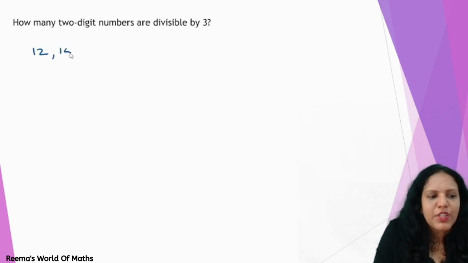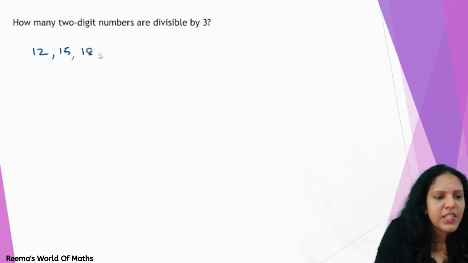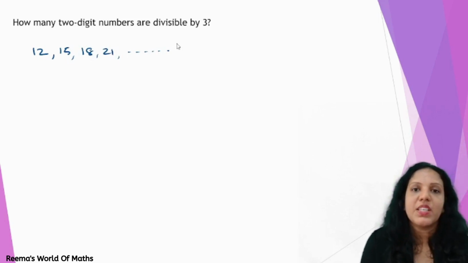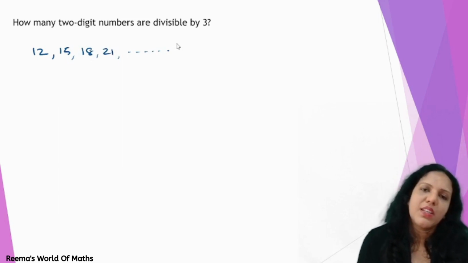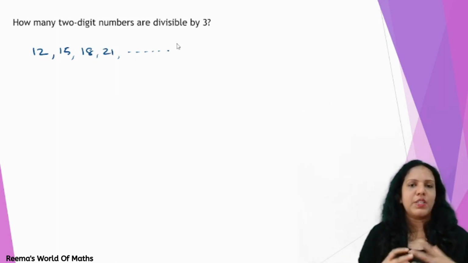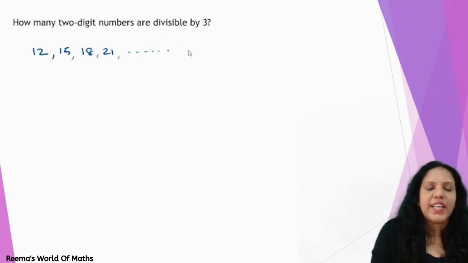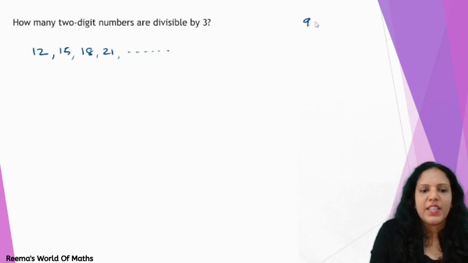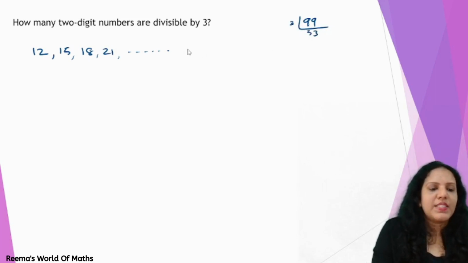And second is 15, which is in the multiplication table of 3. Then again 18, again 21. We need to find how many 2-digit numbers are divisible by 3. In an arithmetic progression, we need to find the nth term as well. So here the highest 2-digit number is 99, right? Is it divisible by 3? Yes, we can say this is divisible by 3, so the last term is 99.